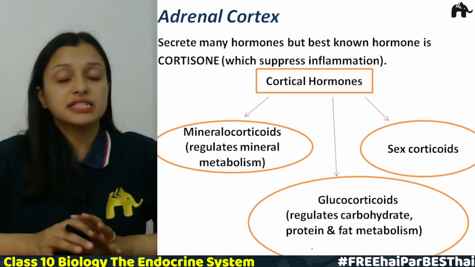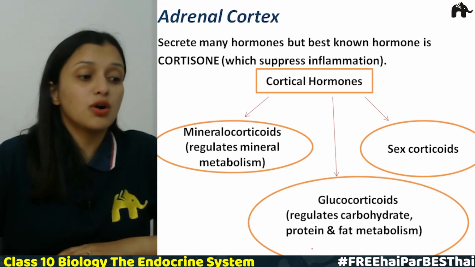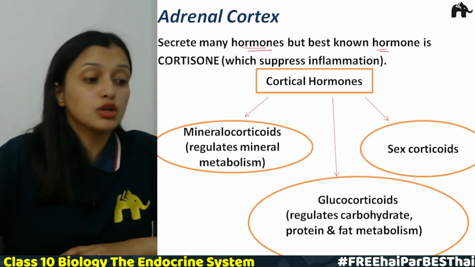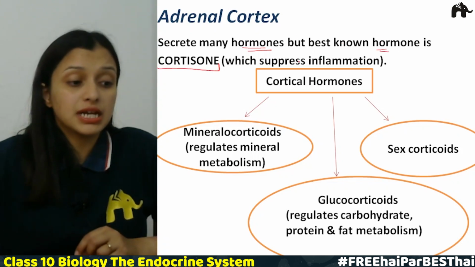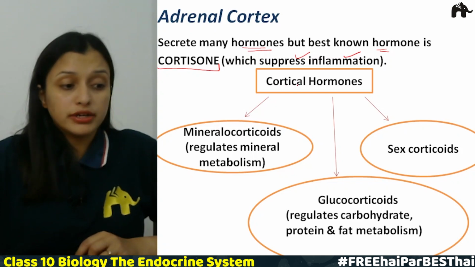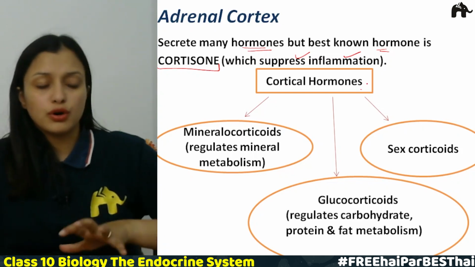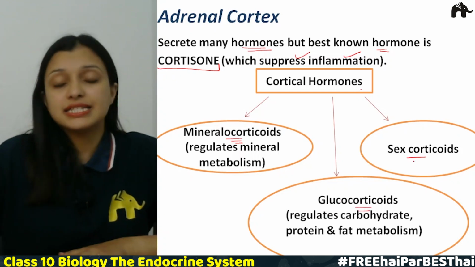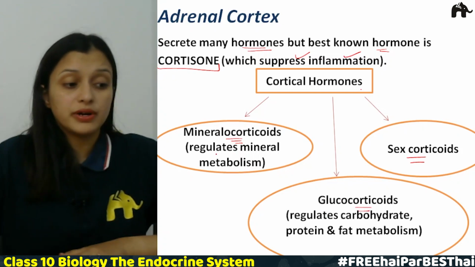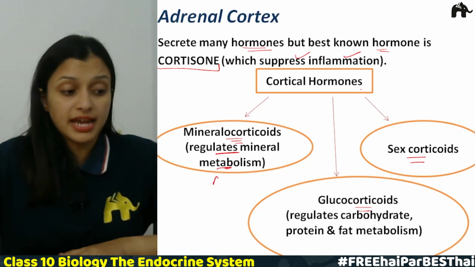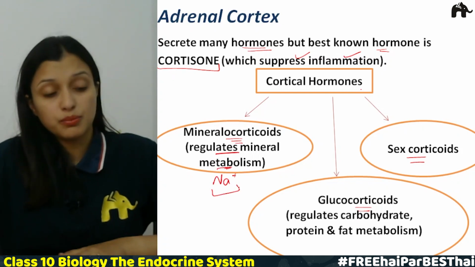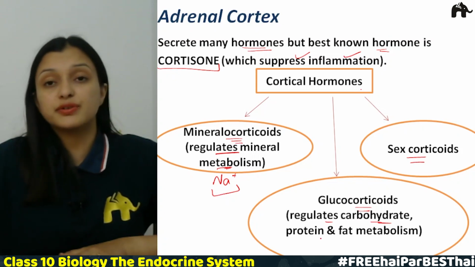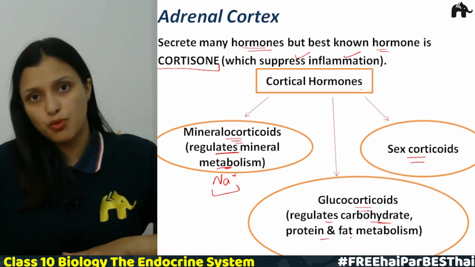Now talking about the next thing, that is the adrenal cortex. The adrenal cortex secretes many hormones, but it is best known for a hormone called cortisone. This hormone basically suppresses inflammation. What are the different types of cortical hormones? The first one is mineralocorticoids, then glucocorticoids and sex corticoids, right? Mineralocorticoids regulate mineral metabolism, like sodium ion metabolism in our body. Then the glucocorticoids regulate the carbohydrate, protein and fat metabolism in our body.